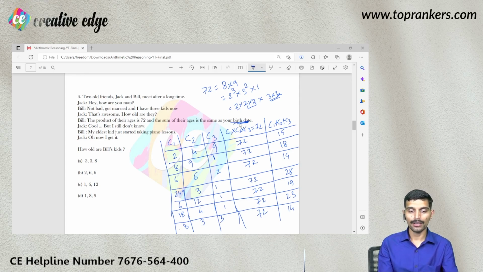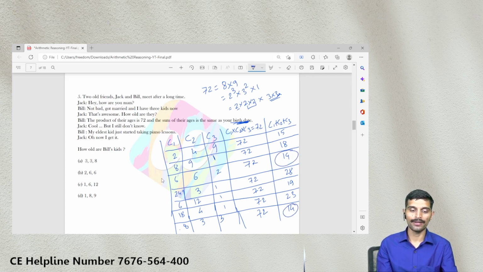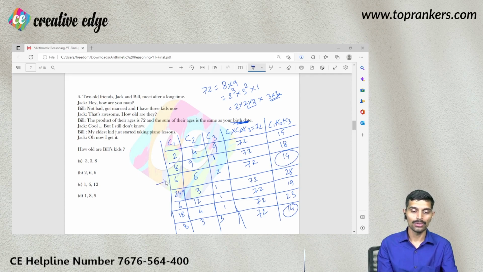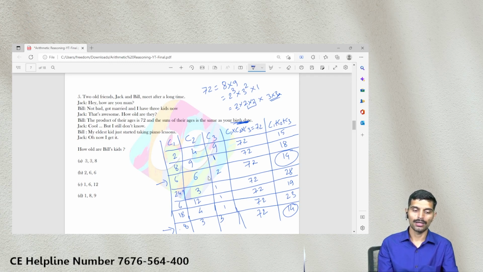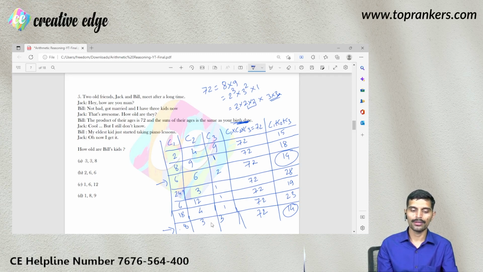But here, if the person knew his date of birth, he still asks, cool, but I still don't know. Why does he ask? Because there are two possibilities that are giving you sum 14. So the answer has to be one of these two. That is, either Bill's children are 6, 6 and 2 or 8, 3 and 3. That is why Bill, who knew his birth date is 14, asked, but I still don't know.